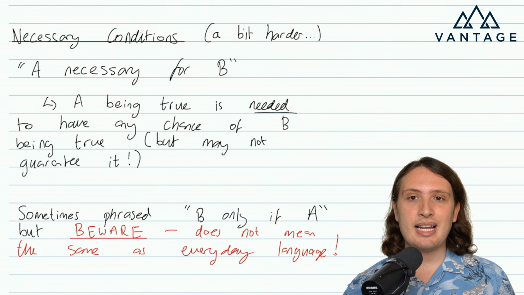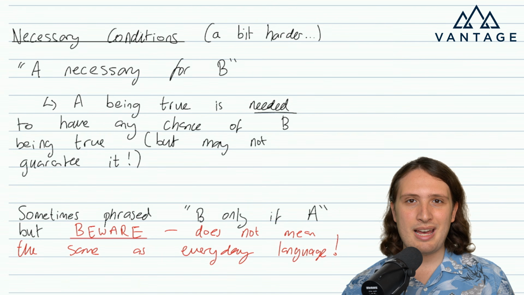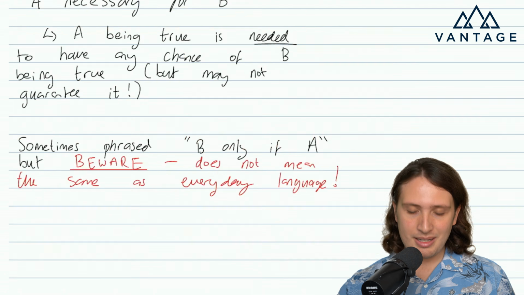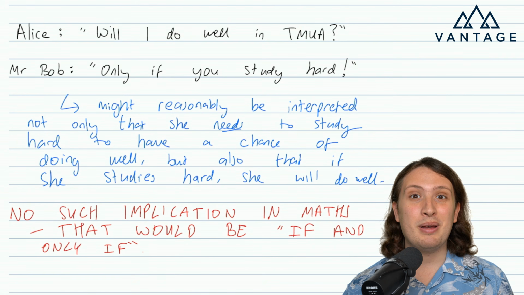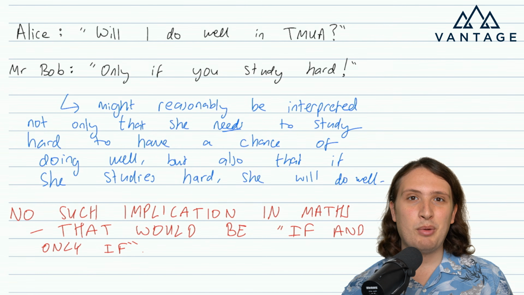Sometimes this is phrased as only if, so A necessary for B is sometimes phrased as B only if A. But it's really important to be careful here. This does not mean the same as what it would in everyday language. So consider the following conversation between Alice and her teacher, Mr. Bob. So if Alice says to Mr. Bob, "Will I do well in the TMUA?" And Mr. Bob says to Alice, "Only if you study hard."